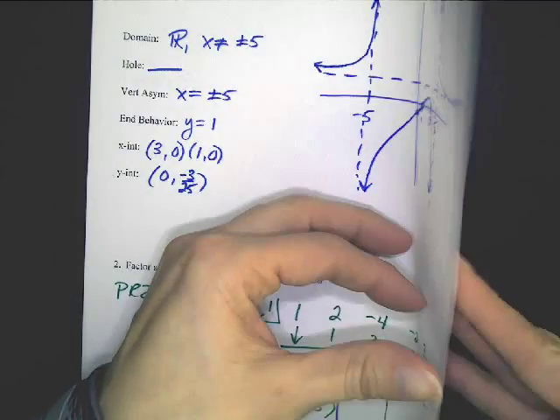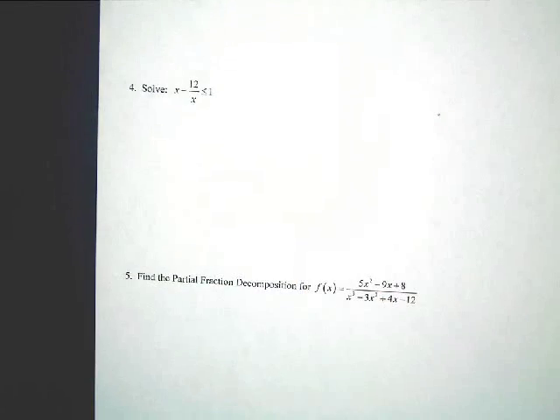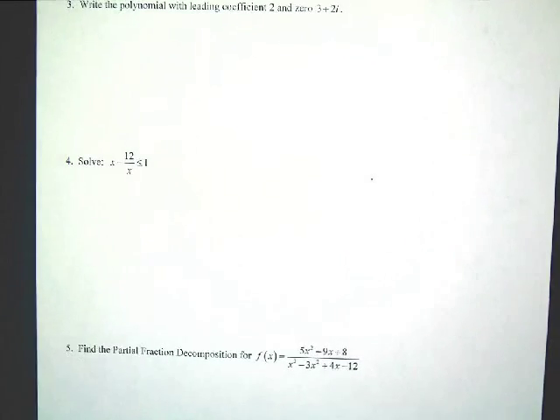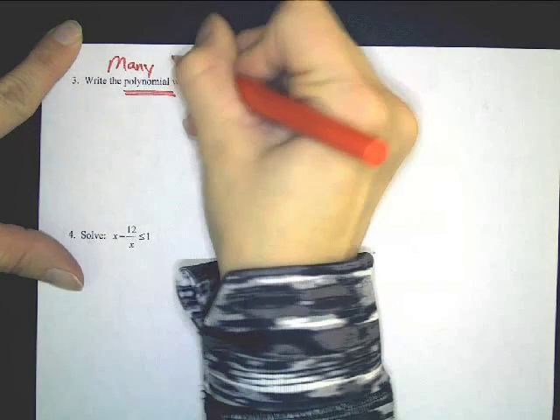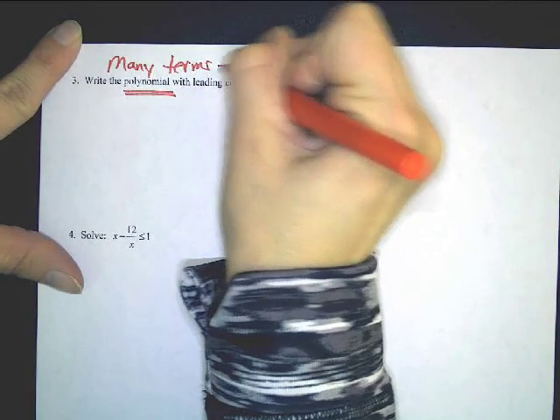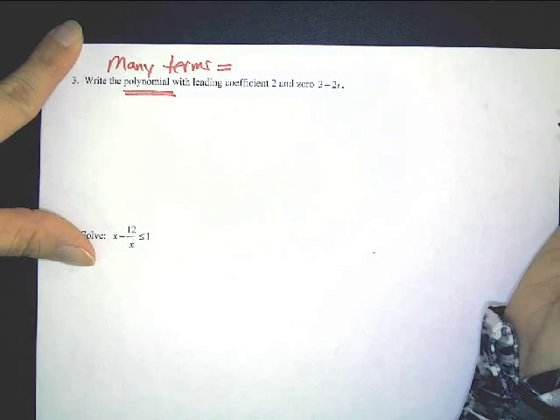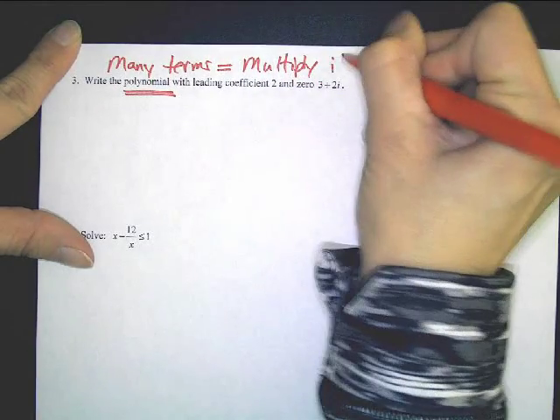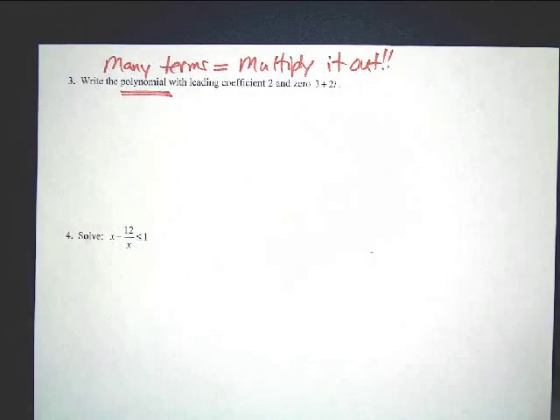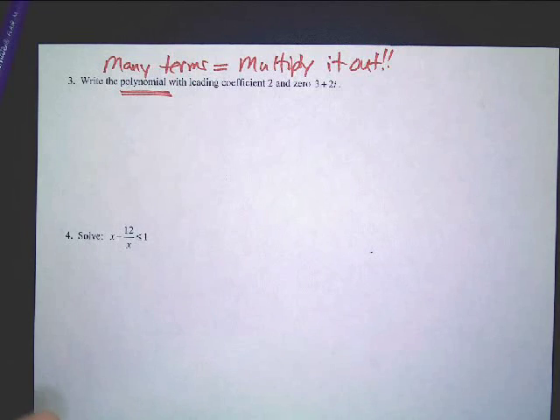Okay, so polynomials were something that we definitely studied. What do we have on the next page here? When it says polynomial, what does polynomial mean? It means many terms. So how do you make many terms? You have to multiply it out. So a lot of people forgot to multiply it out on the test. If you see the answer choices on the final, you'll know, oh, I've got to multiply it out.